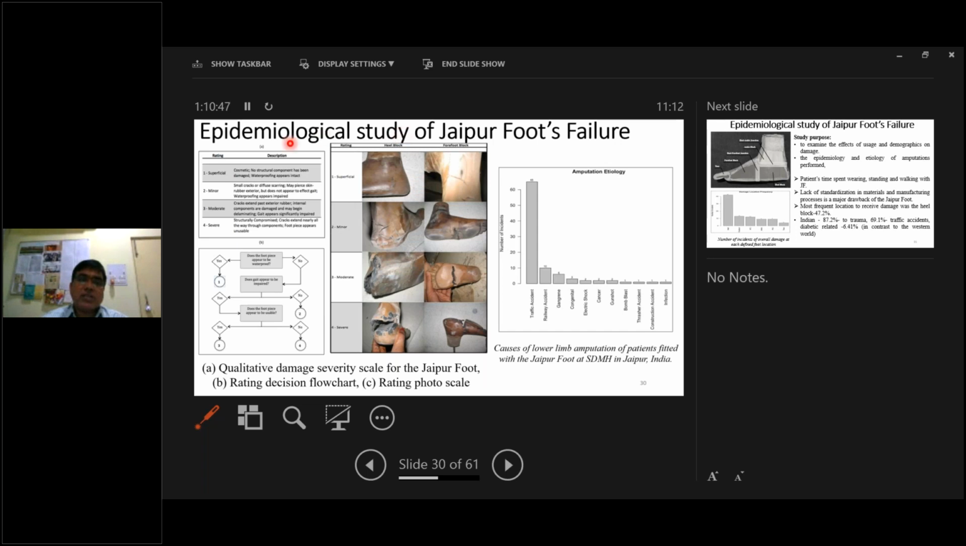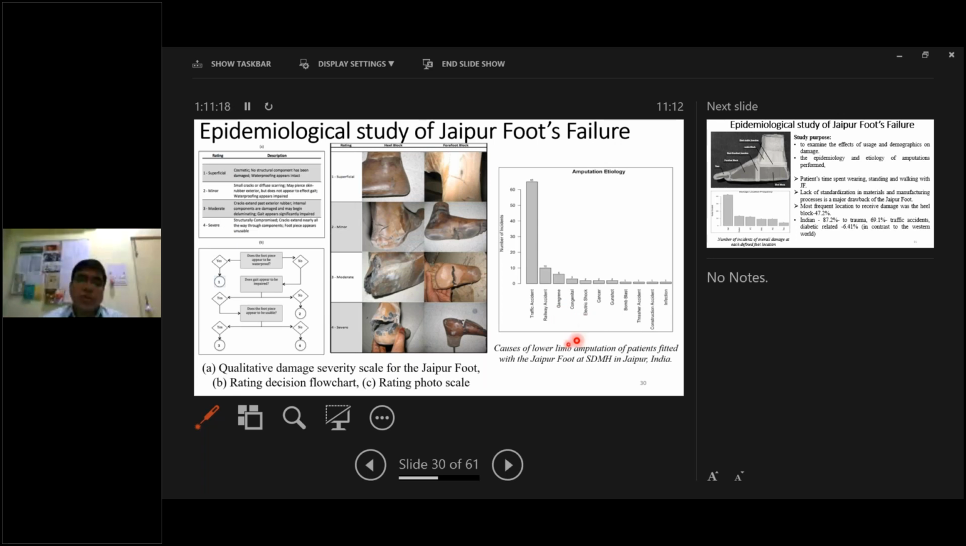We did a research paper, a study in FDM Jaipur, in 2016-17. We call it an epidemiological study of these Jaipur foot failures, and we found the reasons, those flowcharts. I can share this research paper with all of you. And then we also came out with why people were amputated, what the reason was. Traffic accident, which was the maximum, railway accidents, and then sugar problems, cancer issues, infections. These were the reasons for the amputation, and we wanted to know why the foot failed.